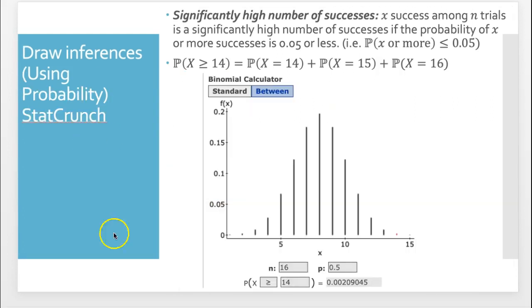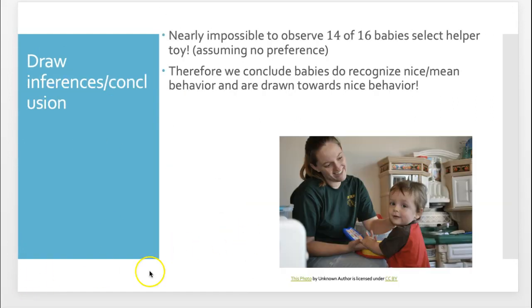So anyways, in the end, we say, hey, it's nearly impossible to observe 14 out of 16 babies selecting the helper toy, assuming that there's no preference. It's very weird. So therefore we would conclude that babies do recognize nice and mean behavior and are in fact drawn towards the nice behavior.